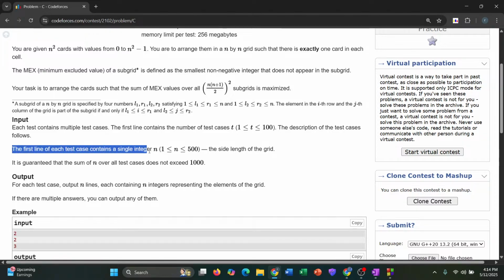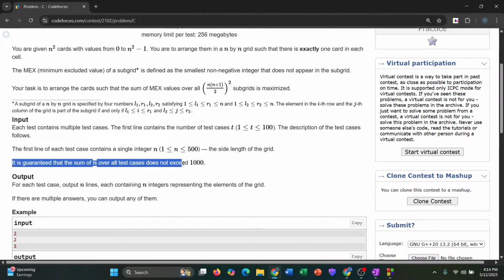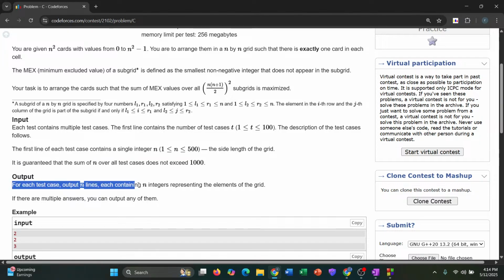The first line of each test case contains the input. It is guaranteed that the sum of n over all test cases is at most 20,000. For each test case, print the answer.